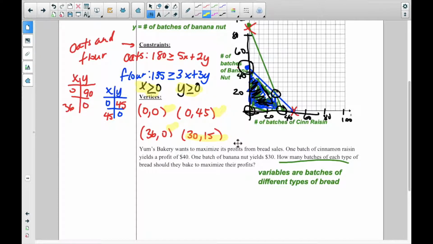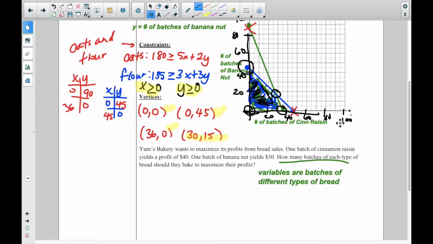But if it wasn't and you needed to check it, just remember you have to plug it into both equations and make sure it works in both equations. So you would take 5 times 30, that's 150, plus 2 times 15, that's 30. So 150 plus 30 is 180. That does work. I'm going to plug it into my bottom one. 3 times 30 is 90. 3 times 15 is 45. 90 plus 45 is 135, so it does work in that one as well. So that is the correct answer, or those are the 4 vertices.